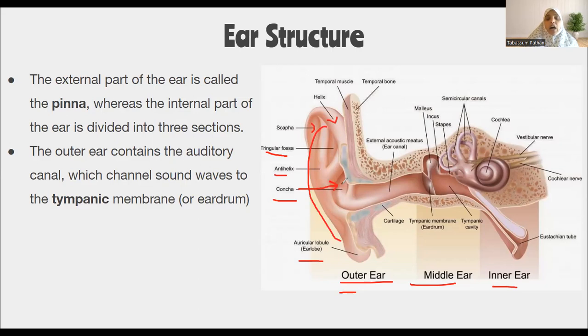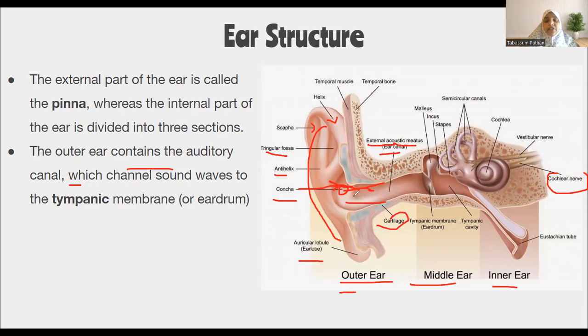Now the sound waves will travel inside all the way over here, move through all these structures, and then be passed on to the cochlear nerve, and the cochlear nerve will send it to the brain. This we are going to see in detail. The outer ear contains the auditory canal. This canal which you see over here is the auditory canal, ear canal, or you can also call it the external acoustic meatus. This is obviously made up of cartilage.